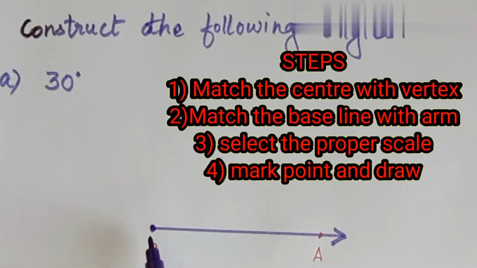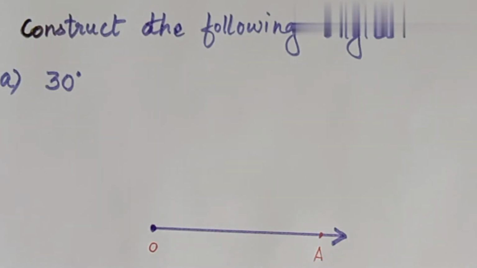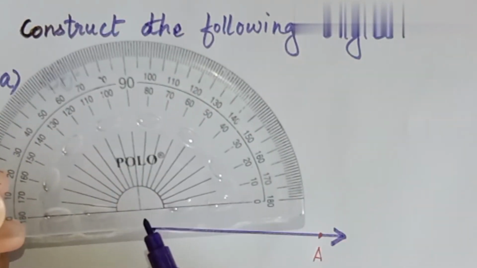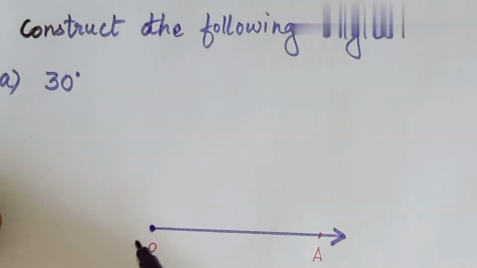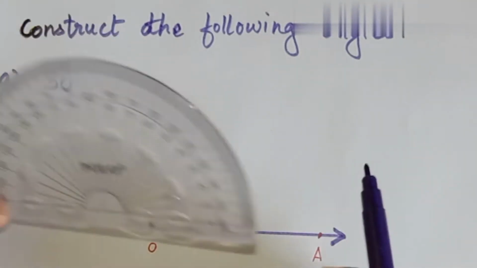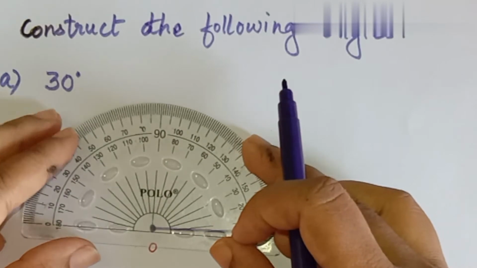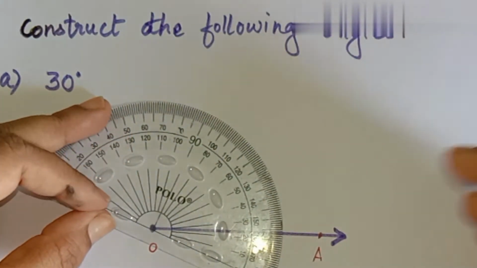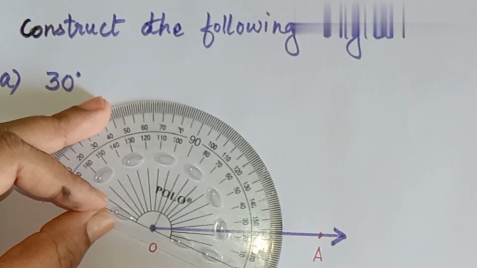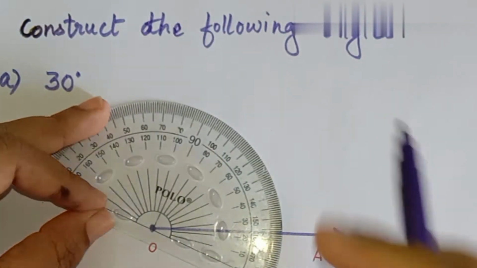For constructing an angle, always follow these 4 steps. The first step is to match. You can see the center of the protractor. Match this center with this O where you want your angle to form. So we have matched this. The second step is to match this baseline of the protractor with this ray that you have drawn.